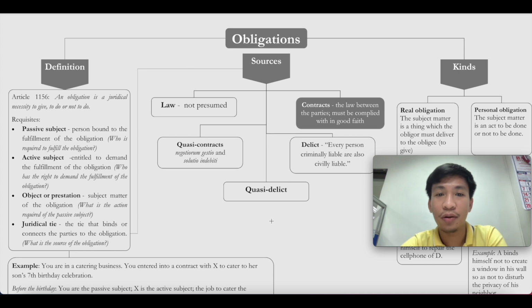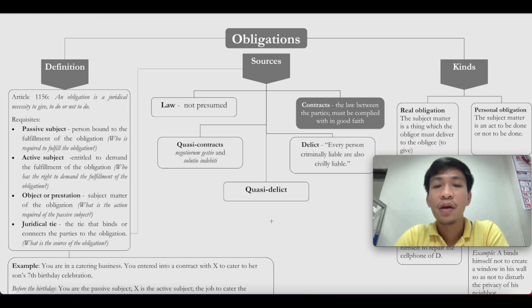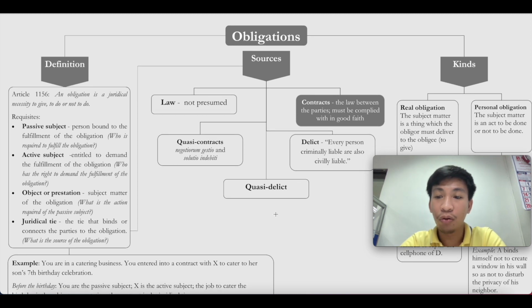Another source of obligation is delict or crime. Basically crime, anything that is punishable under the revised penal code or special penal laws natin. So, sabi diyan, every person who is criminally liable is also civilly liable. So, 'di ba, kapag nakukulong yung isang tao, madalas hindi lang siya about yung pagkakulong per se, but there are also civil liabilities that come with it. So, another source of obligation yon.